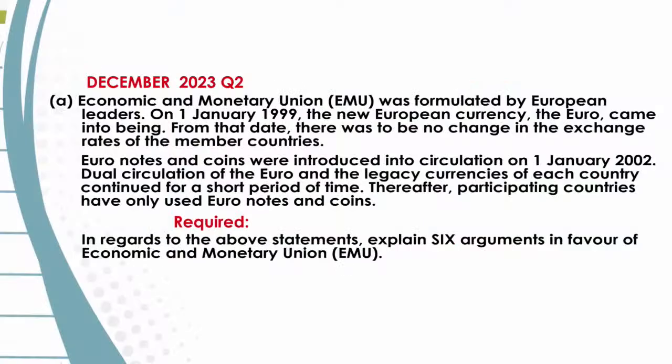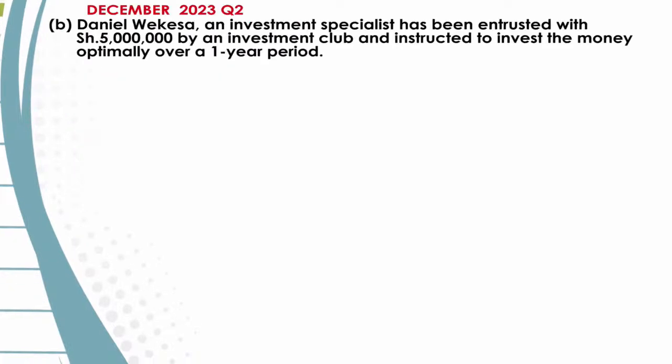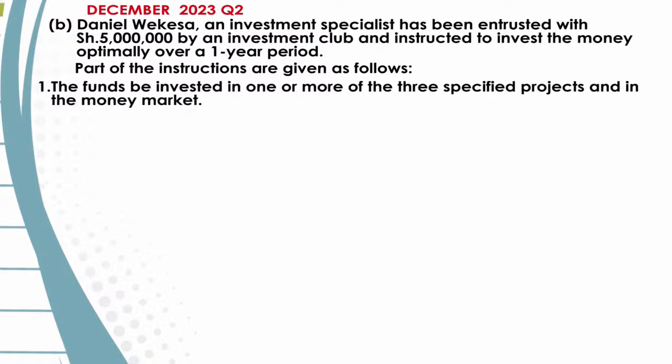Part B reads, Daniel Wekesa, an investment specialist, has been entrusted with 5 million by an investment club and instructed to invest the money optimally over a 1-year period. Part of the instructions are given as follows. Number 1, the funds be invested in one or more of the 3 specified projects and in the money market.